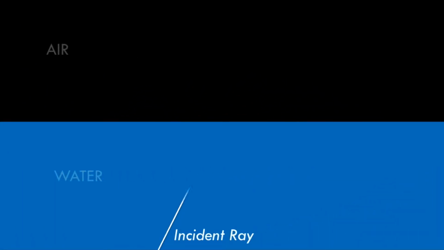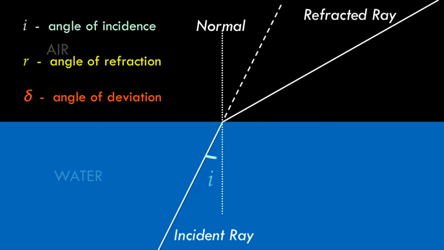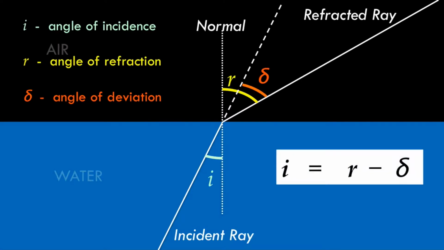On the other hand, a ray of light traveling from water to air bends away from the normal. And in this scenario, I is equal to r minus delta.